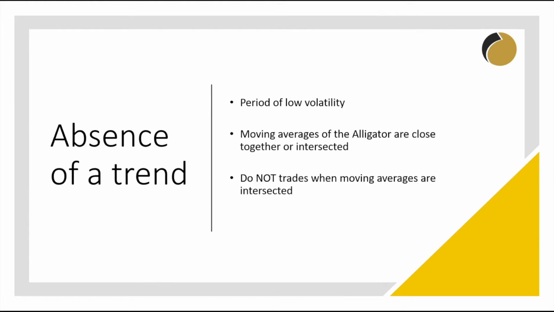Now starting with the absence of a trend. The absence of a trend is displayed when the three moving average lines of the Williams Alligator Indicator are extremely close together or are intersecting with each other. This is generally a time of low volatility, and the absence of a trend in the market is basically known as a sleeping alligator, which sounds kind of funny, but it means at some point the alligator will wake up, and when it does, the longer it has been asleep, the hungrier it will be. So in layman's terms, the more evident the trend will be, and the stronger the breakout will be.